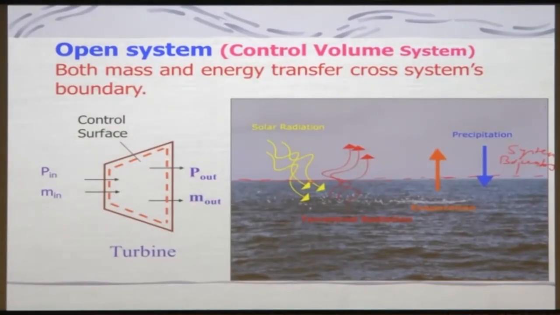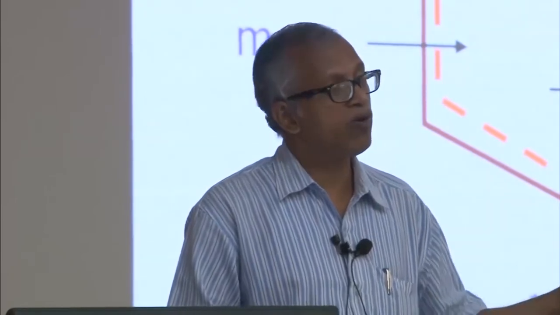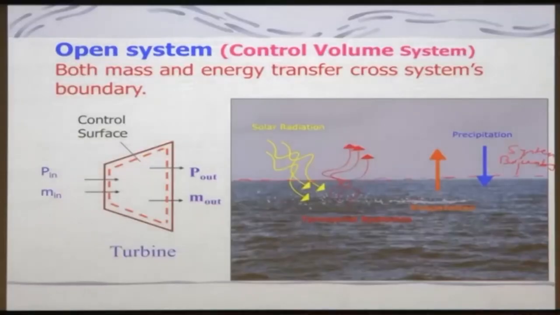So what will happen is that it can basically be what you call an open system, because there is precipitation going on, coming up and going down. I can think of a turbine, which I have drawn schematically, where some mass is entering and some mass is going out. With a certain pressure it is expanded and you will get the work output. We can consider it as an open system, and we can take as a system boundary the outer casing of the turbine.